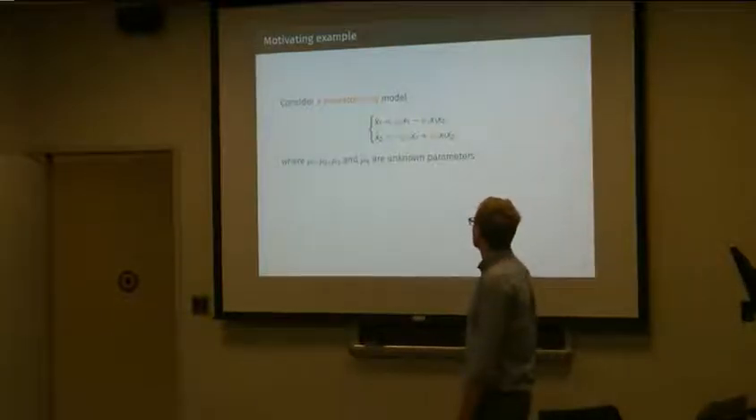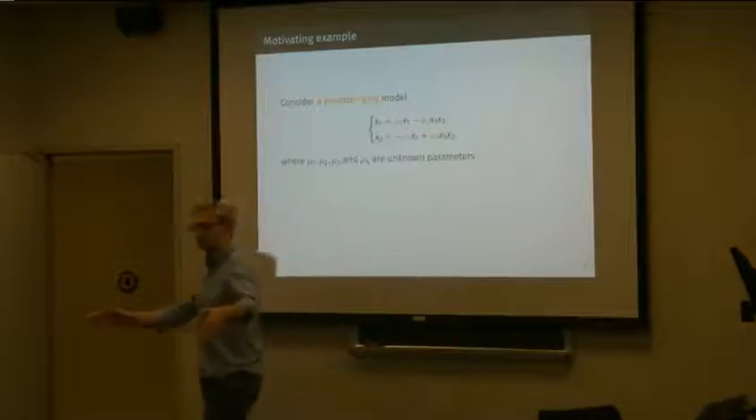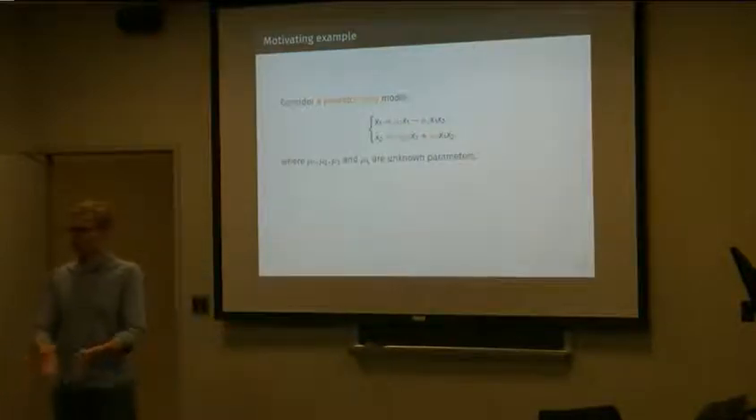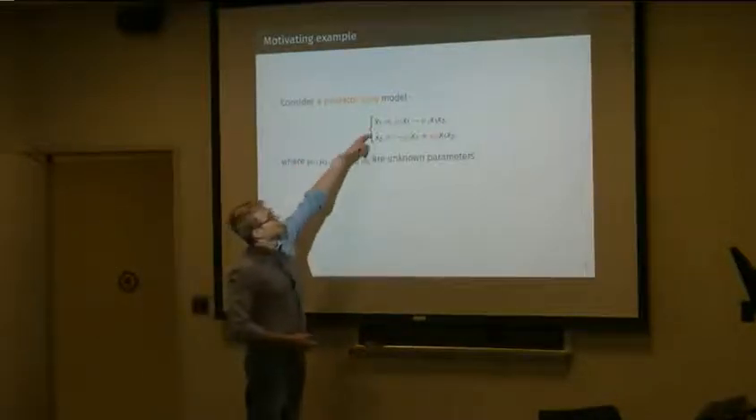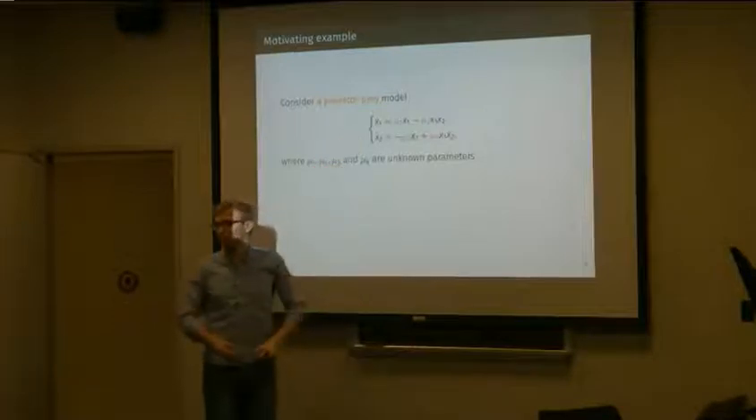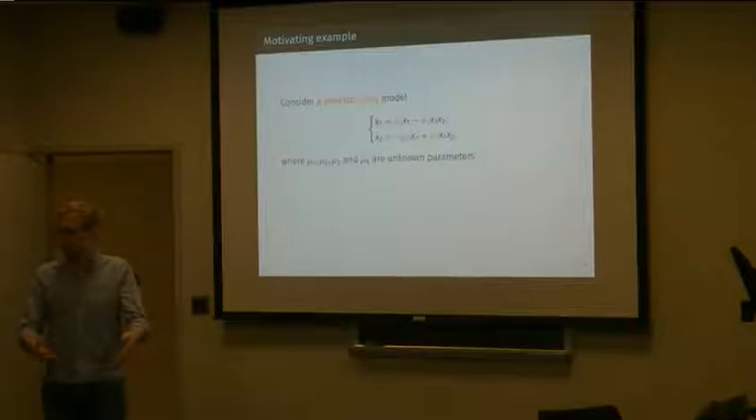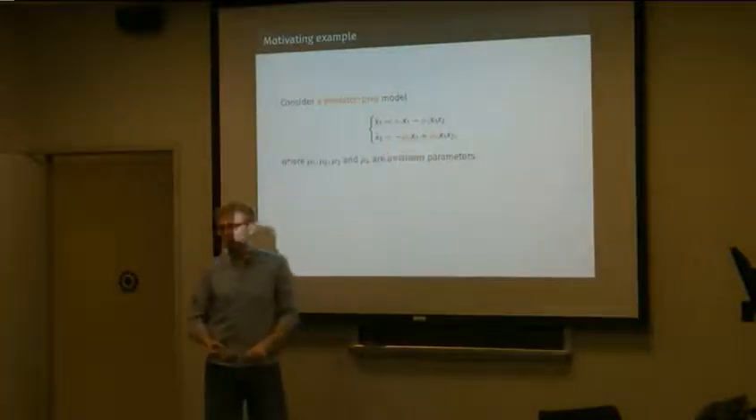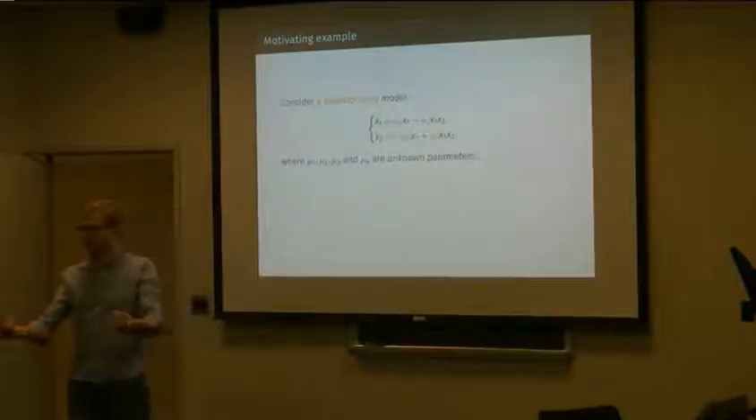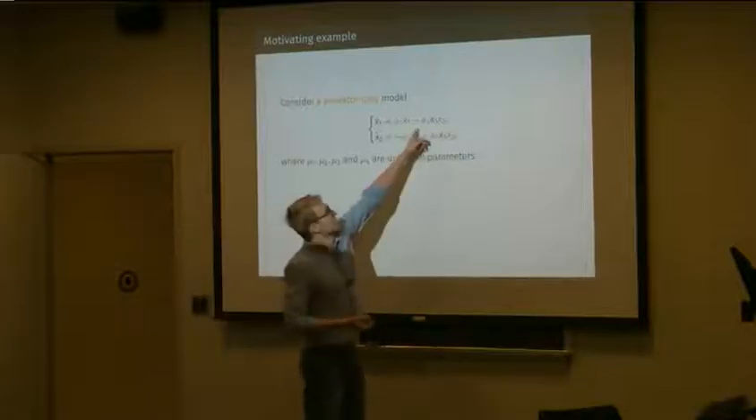This is a predator-prey model. So what does it mean? It means that you have a forest, there are rabbits and wolves, and there are some natural interactions between them. And how is this model constructed? Let X1 be the number of rabbits, X2 the number of wolves. You think that rabbits give birth to new rabbits, and this rate is proportional to the number of rabbits. And each time a rabbit meets a wolf, the rabbit might disappear. So this is the second term.